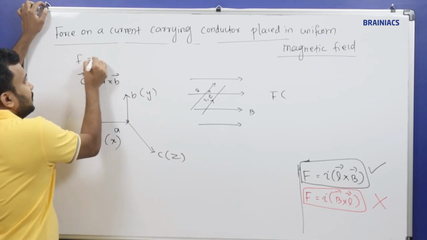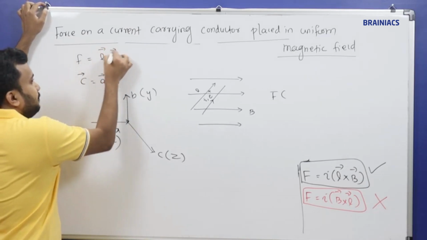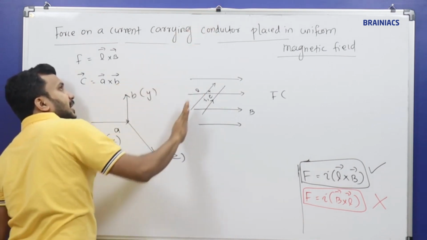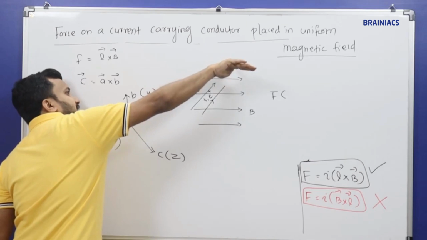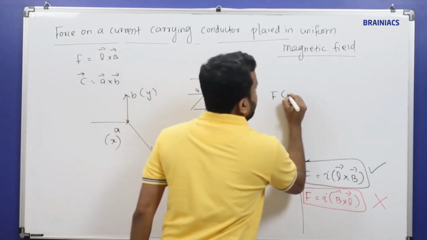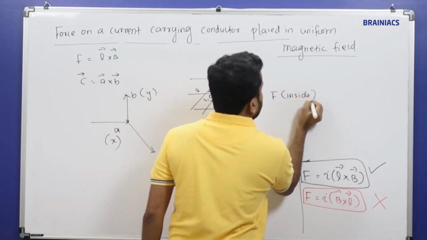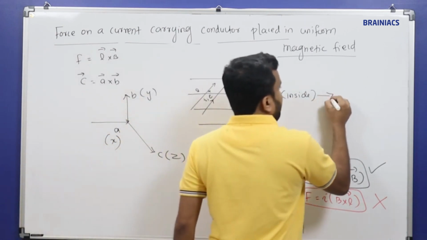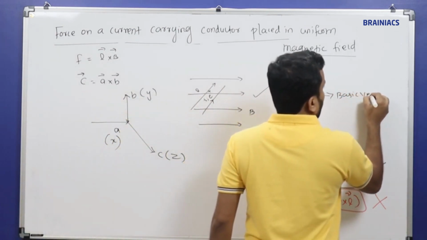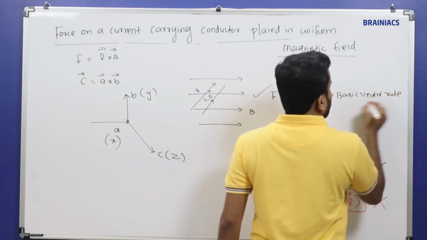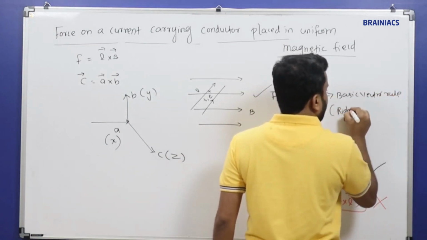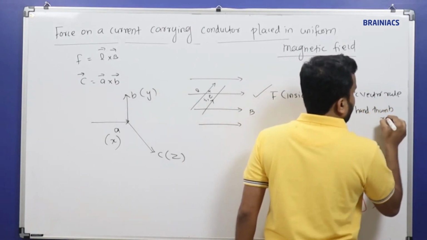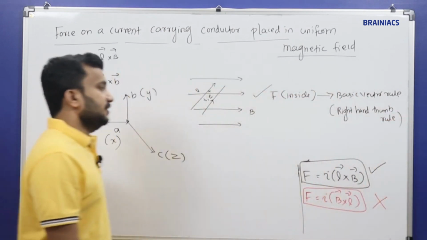See, this is the force and this is something like L cross B. So L means this finger, right hand, not left hand, right hand. L cross B, I folded in this direction. My thumb is going inside. So force is inside. This is what I got from the basic vector rule. What is that rule called? Right hand thumb rule. Based on the right hand thumb rule, we got this one.